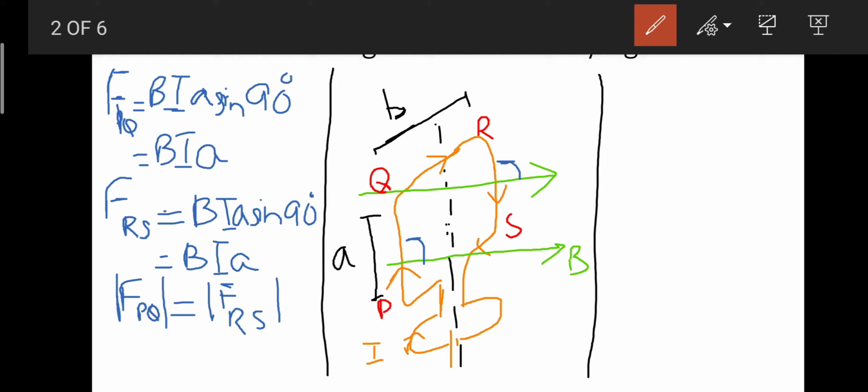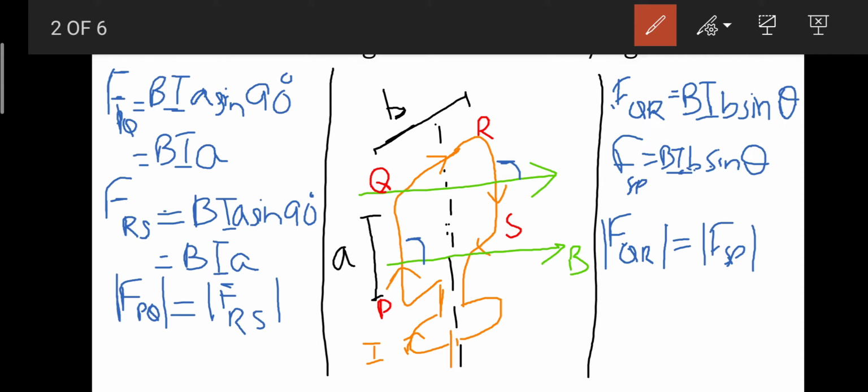Now coming towards the sides QR and PS. I'm going to calculate the magnitude of these two forces. Here you can see that I have calculated FQR, whose value is going to be BIb sine theta. Why b? I'm going to put here the small b, because the length of this side has been taken to be b.